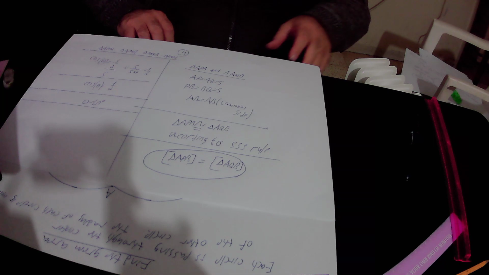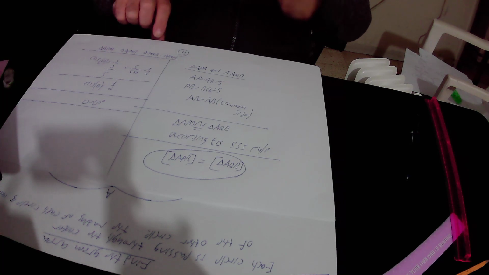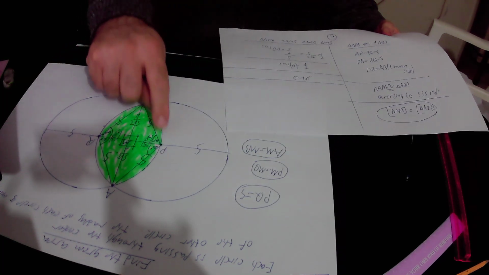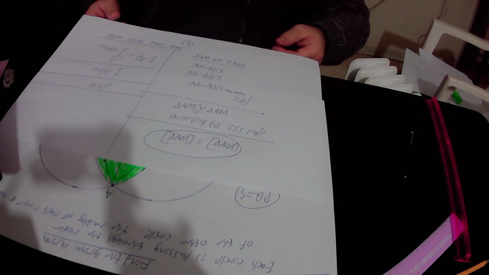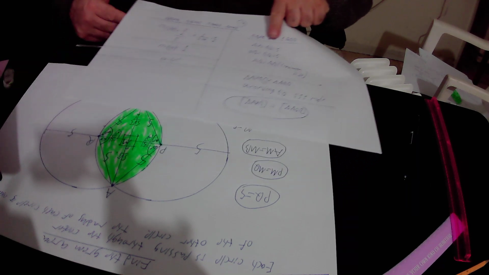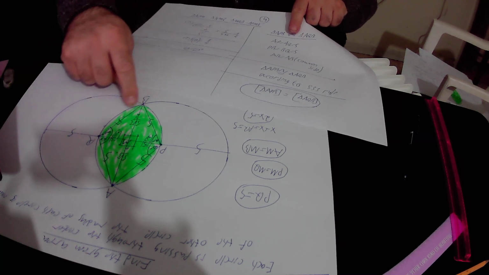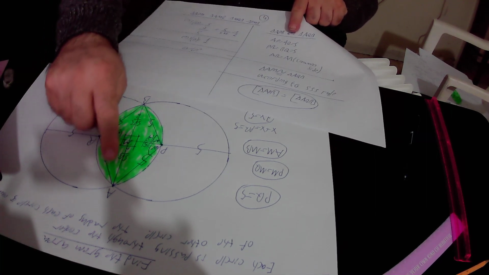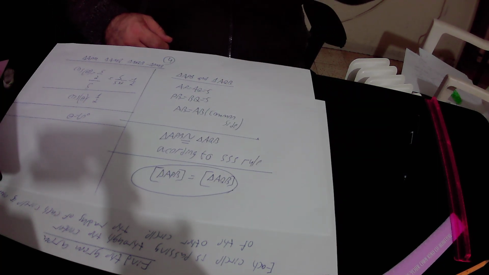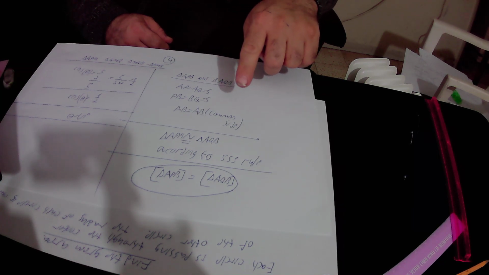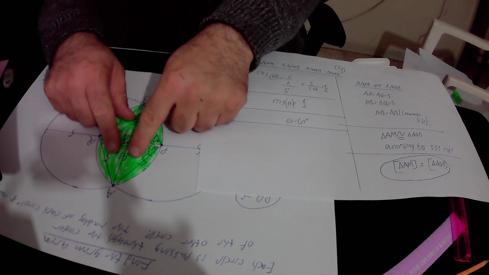Then we actually proved that triangle APB is congruent to triangle AQB. Why are they congruent to each other? Because AP equals AQ equals 5 units, PB equals QB equals 5 units, and AB equals itself. It is a common side, it belongs to both triangles. So triangle APB is congruent to triangle AQB according to the side rule.